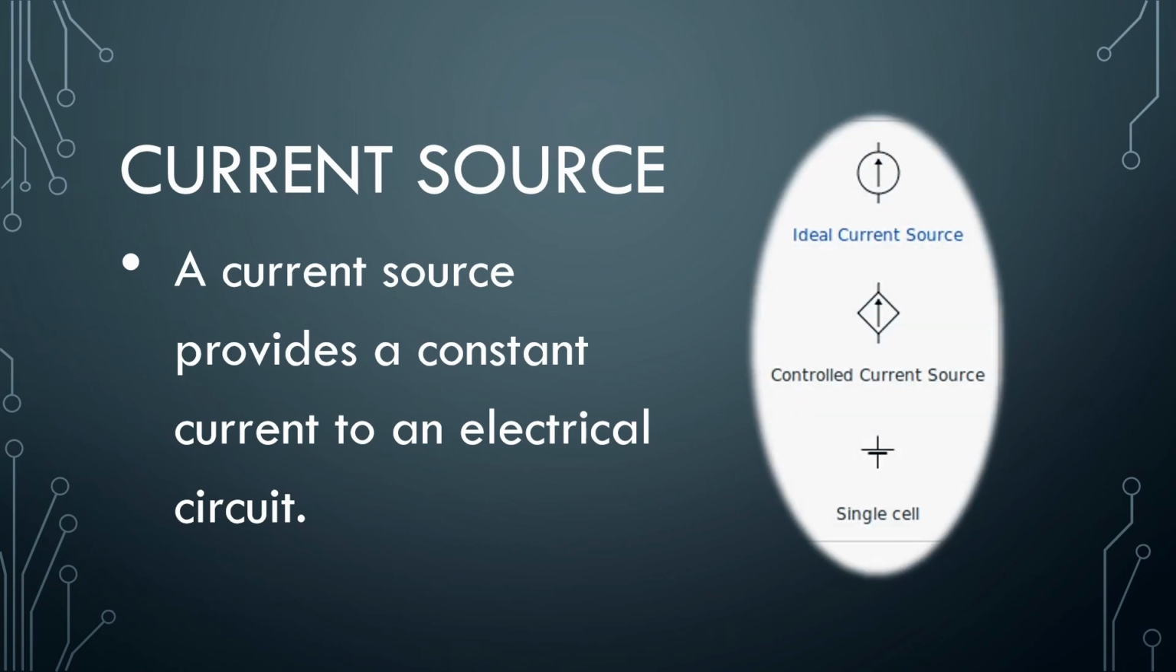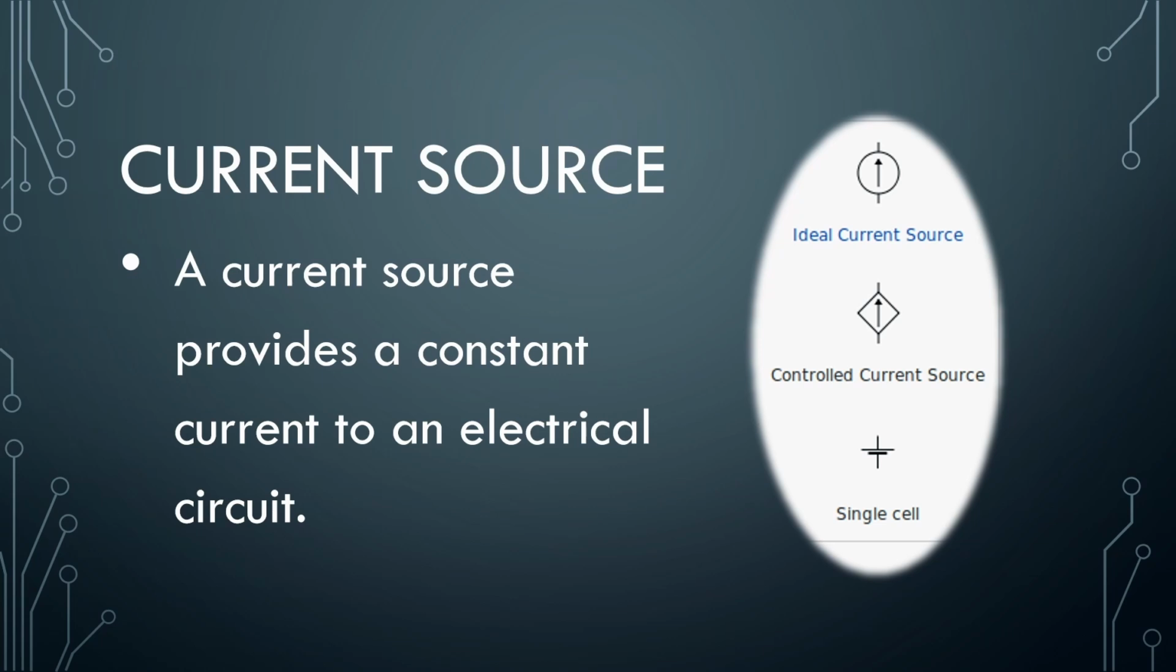Types of current sources. An ideal current source provides a constant current without any change due to voltage variation. It is a theoretical concept that does not exist in practical life. A real current source supplies a constant current that can vary with load changes. Constant current diodes and current regulating circuits are examples of real current sources.